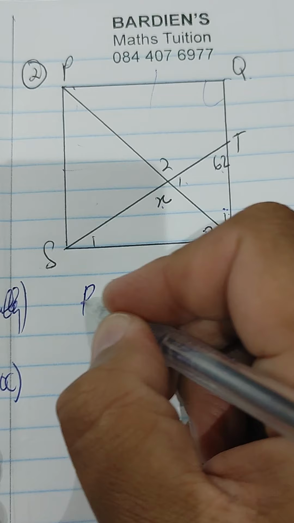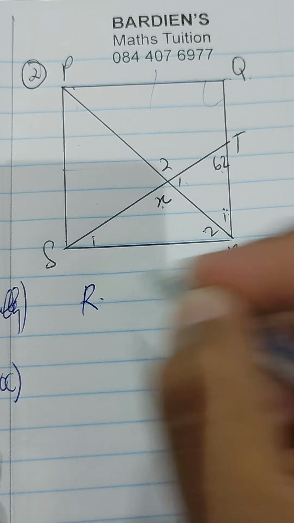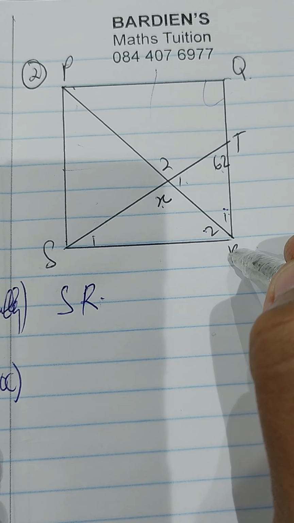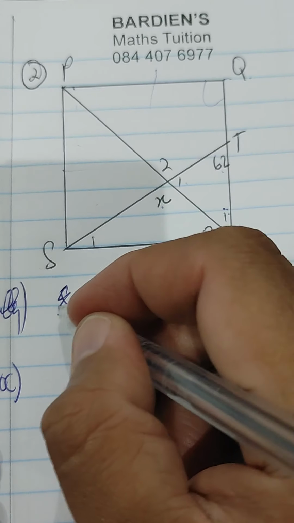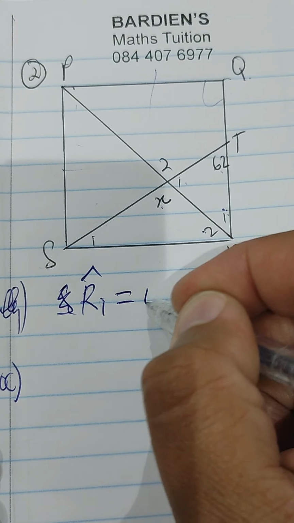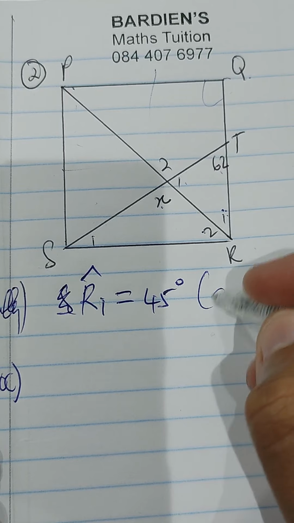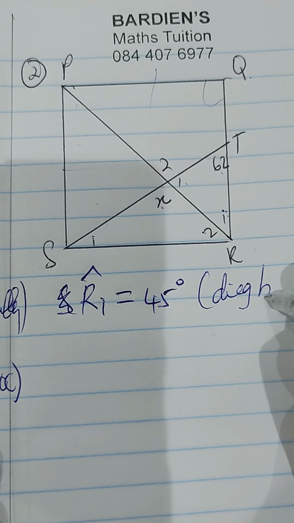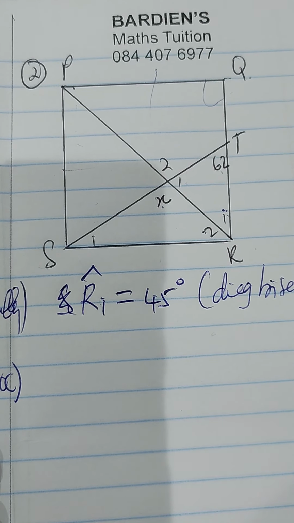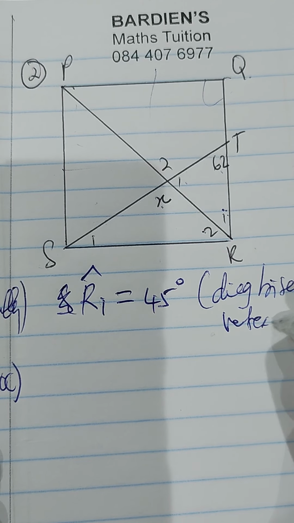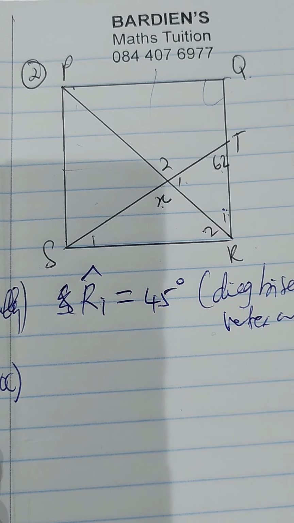So we know firstly that angle R, or SR, we can say R1. We can go straight with R1 is equal to 45 degrees. Why? Because the diagonal bisects the vertex angle. Okay.